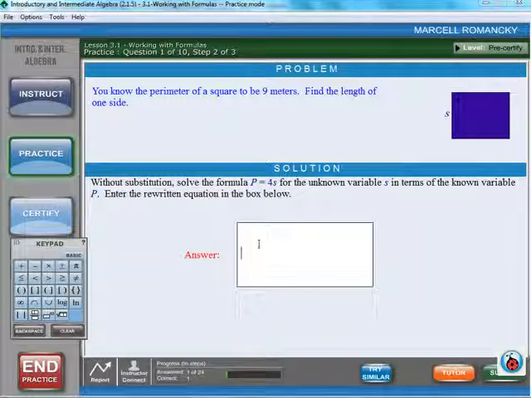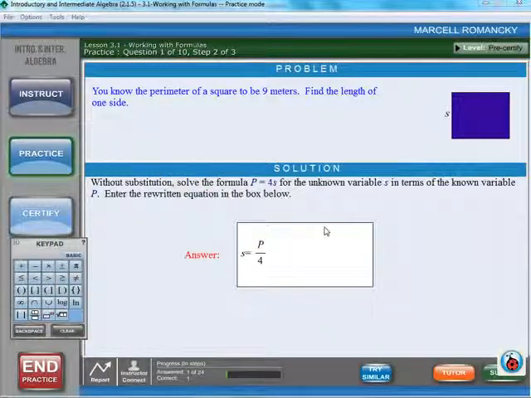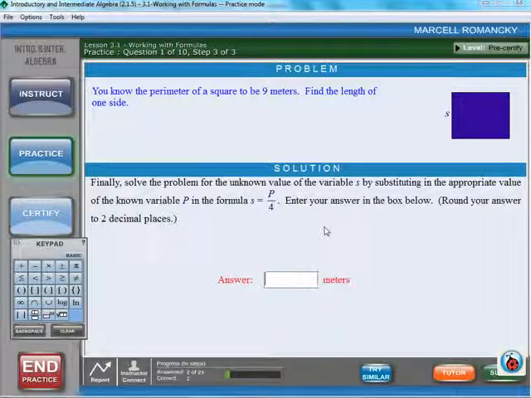So now I need to put that in here. So we need to put in s equals fraction P over 4. Let me get it in the box. And hit submit, and hopefully we are okay. And then it will ask you what the answer is. So you've got 3 steps sometimes to these problems of what you have to put in there.